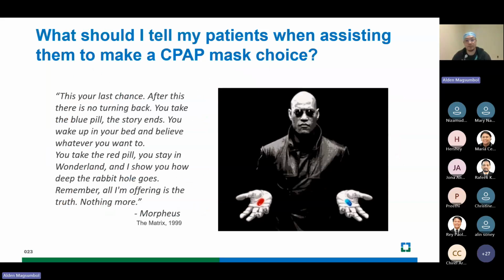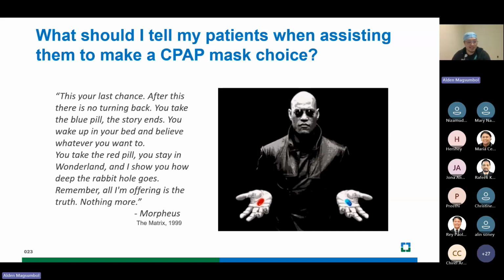Shifting gears, the question is, what should we tell our patients when helping them to make a CPAP mask choice? Most of our patients have no idea what to pick. Here are a few points that you can tell them.